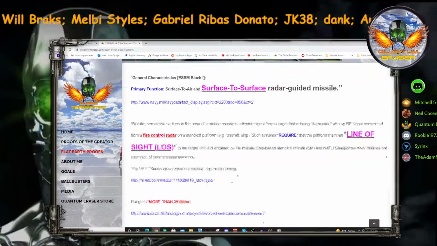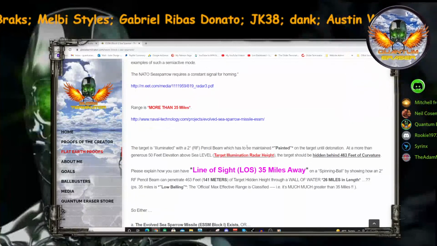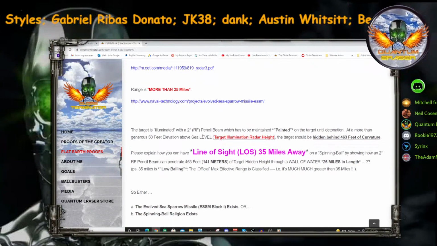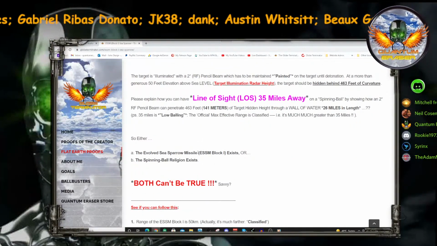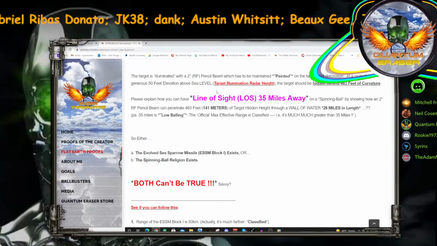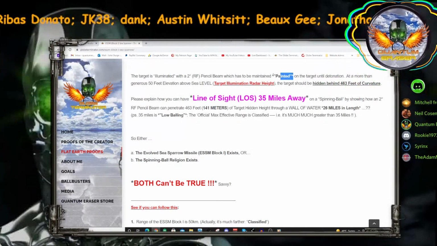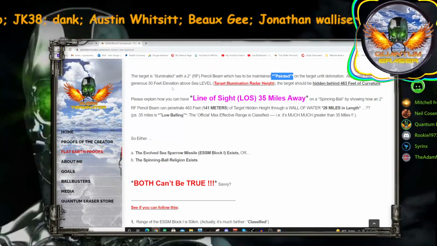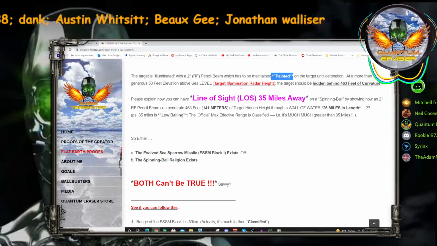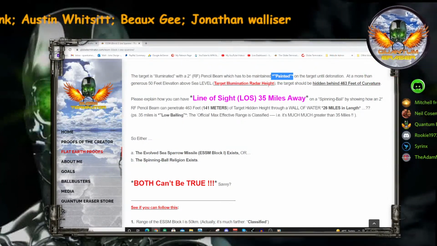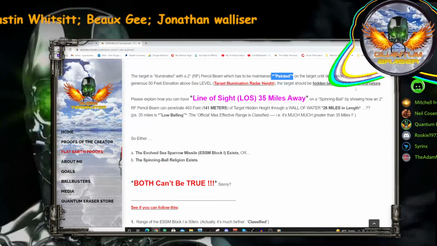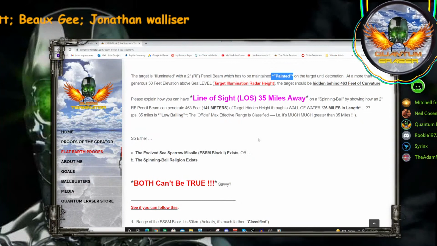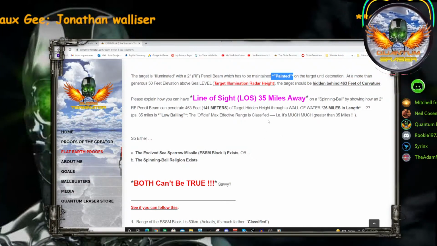Follow, clowns? That's a little bit higher level. Yeah, it'll take like 3 weeks to even get half that sentence into your brain because you're morons. So the target is illuminated with a 2-degree RF pencil beam, which has to be maintained, that is painted on the target until detonation. Any more than a generous 50 feet elevation above sea level, that's where those target illumination radars are. The target should be hidden behind 463 feet of curvature. So, please explain how you can have line of sight 35 miles away.